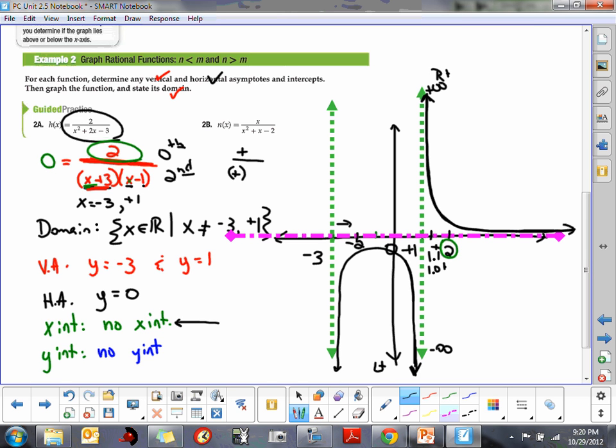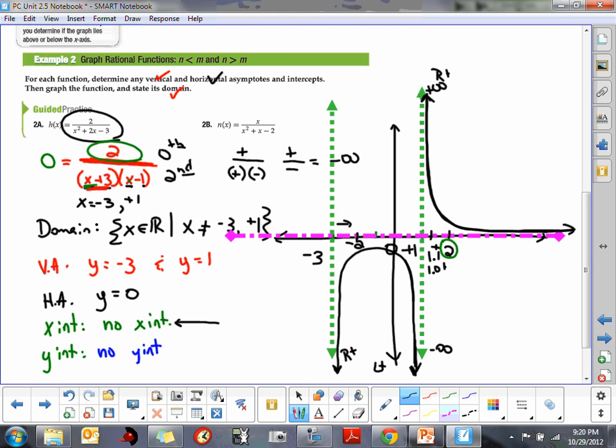A -2 minus 1 is a -3. All I need is a negative. And it's going to, again, be a positive divided by a negative. The top is positive, the bottom is negative, so all we get is a negative output, so it's going towards negative infinity. That's when we went from the right side.